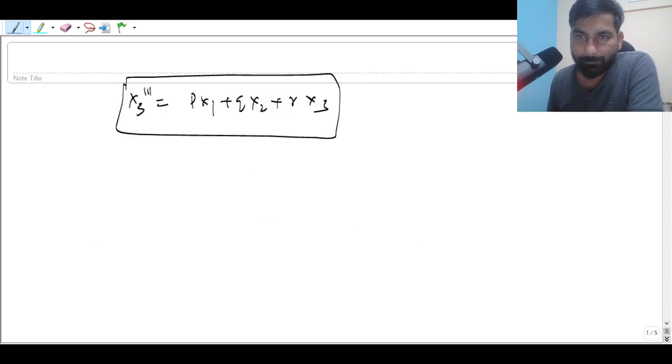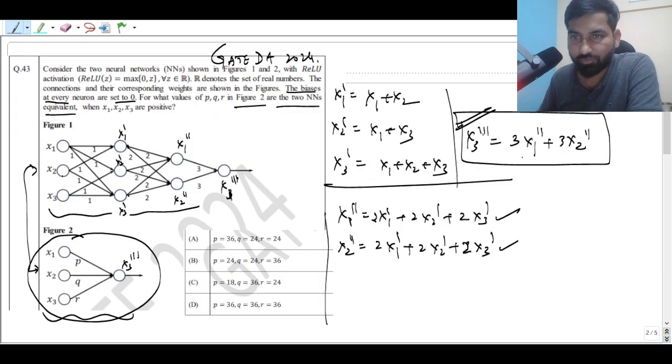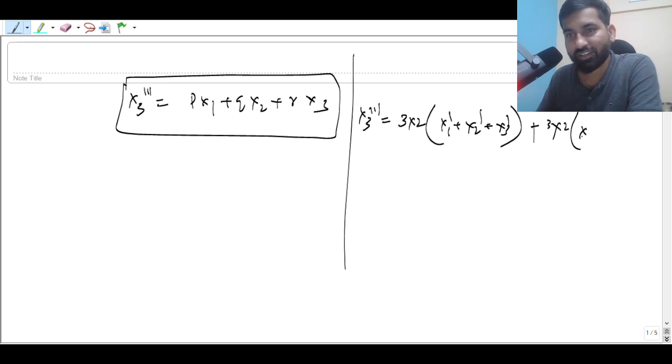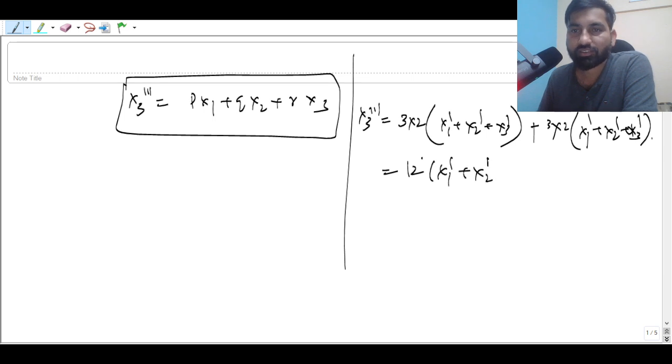So x3 triple dash is nothing but 3 times 2, okay, times, in place of x1 double dash you have to write this, which is x1 dash plus x2 dash plus x3 dash, and again 3 times 2, which is nothing but again x1 dash plus x2 dash plus x3 dash. Okay, so what is this? 6 common you can take, and further 1 plus 1, that is 2 only, right? So it becomes 12, right? Okay, it will give you 12. Understand? So 12 times x1 dash plus x2 dash plus x3 dash.